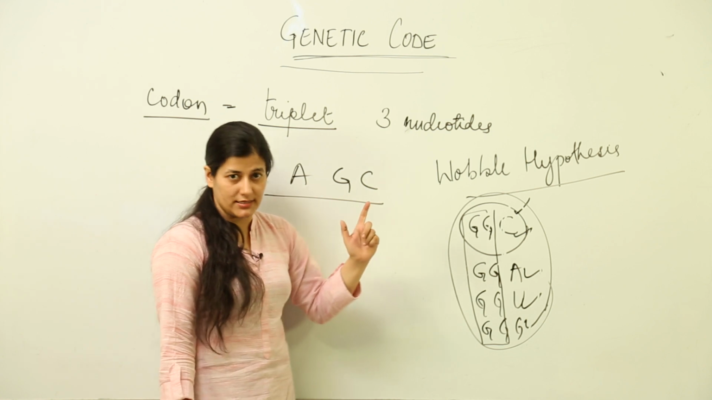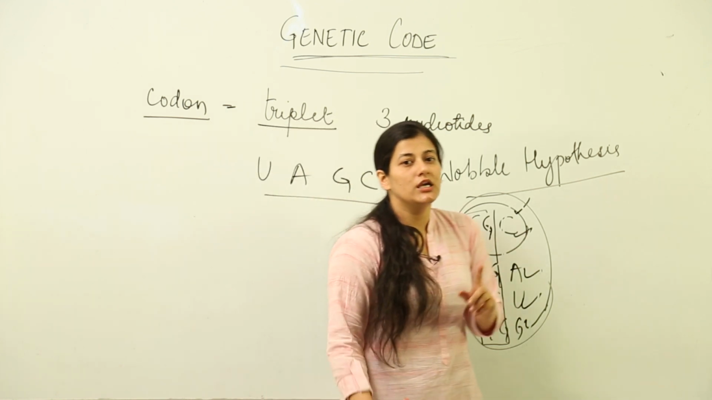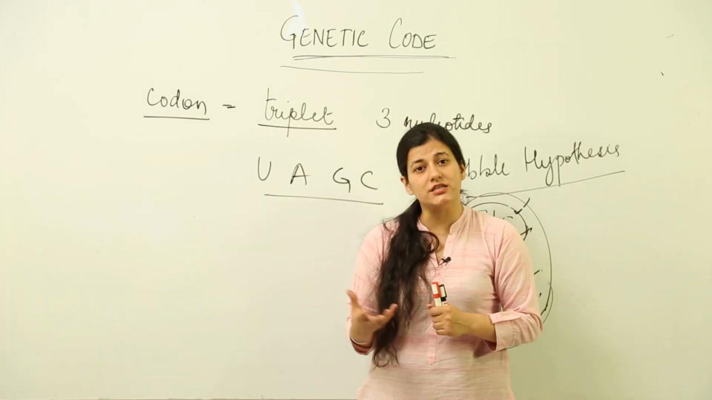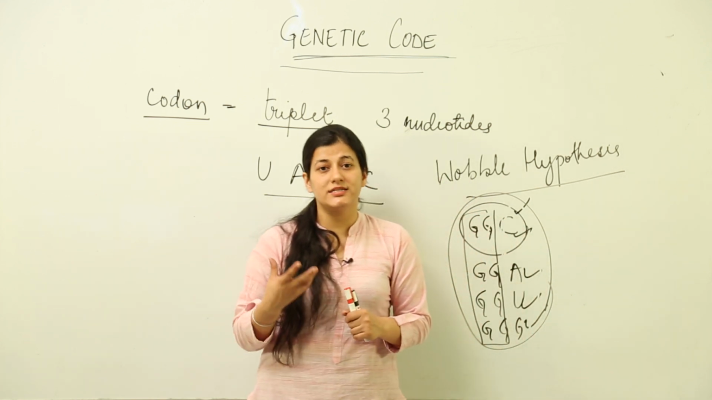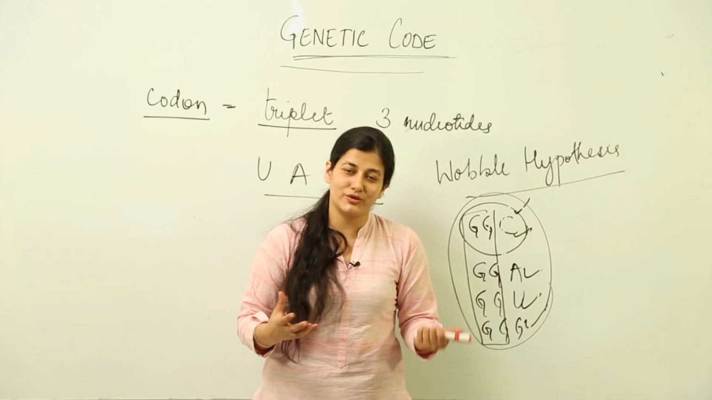The next lesson that we have deals with the characteristics of the genetic code, the salient features. For that, watch the next lesson.